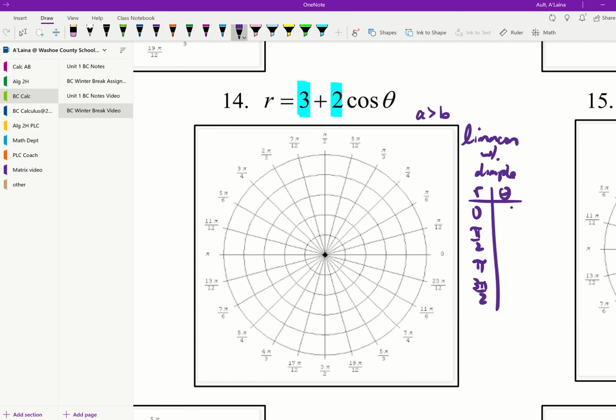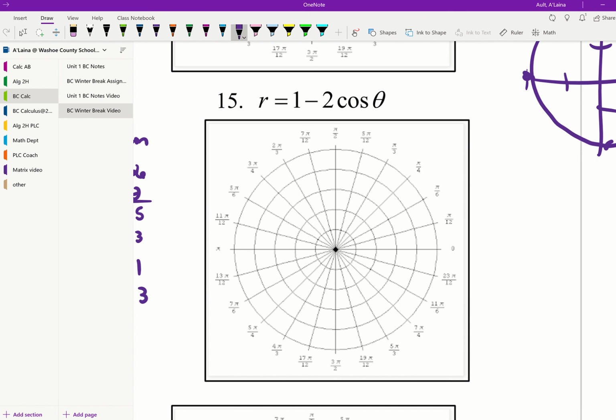All right, so this would be 5, 3. Here, remember cosine of pi is negative 1, so those are going to subtract off. So 0, 5, pi over 2, 3, pi, 1. There's where your dimple is going to occur. That's where you lose your symmetry a little bit. And so it'll look something like this. There's that funny little dimple there.